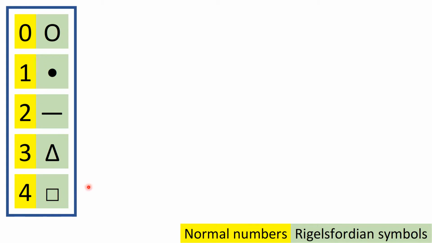Well, think about the number 10 in our normal number system. We need to use 2 digits to represent the number 10. We write 1, then 0 to show that we have one group of 10 and nothing left over. So I can write dot, then circle to show that I have one group of 5 and nothing left over. So what can I write for 6?